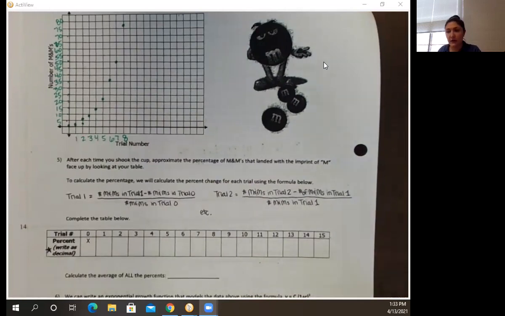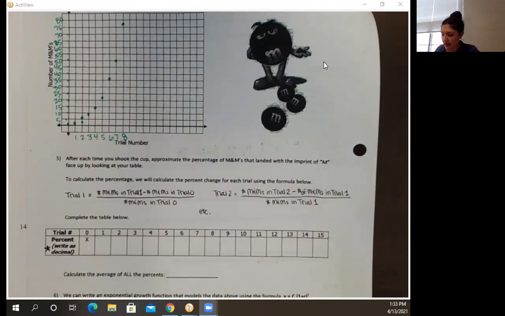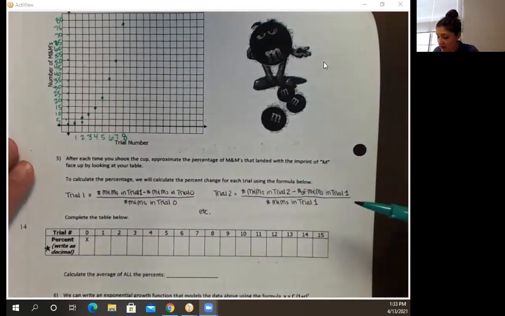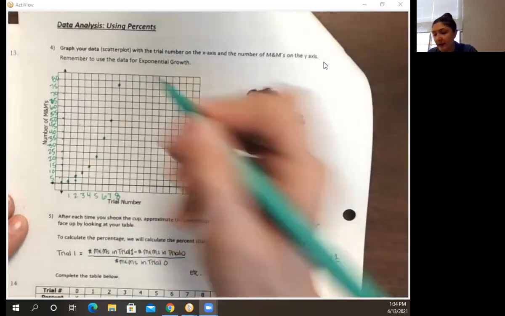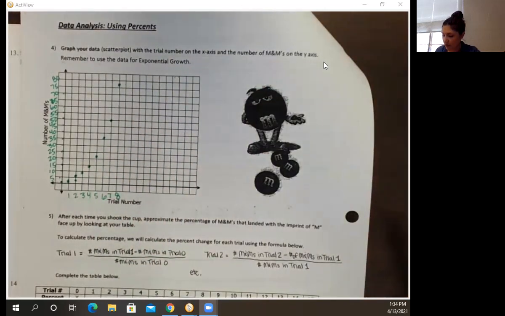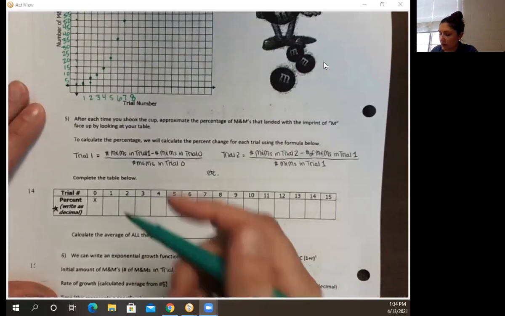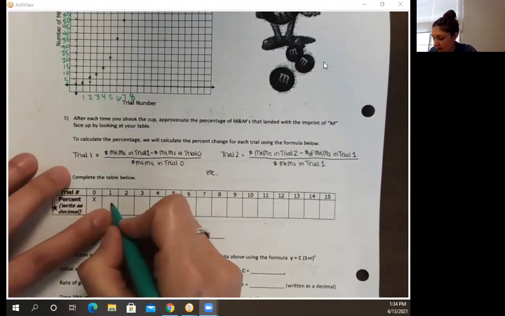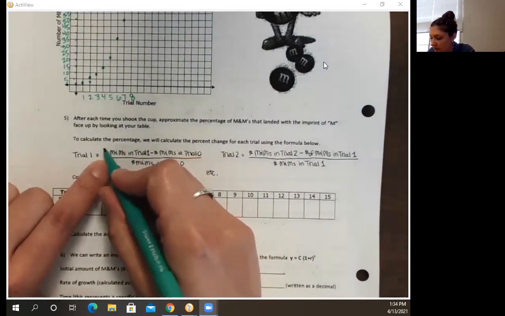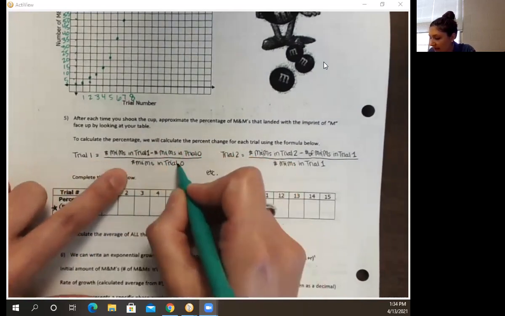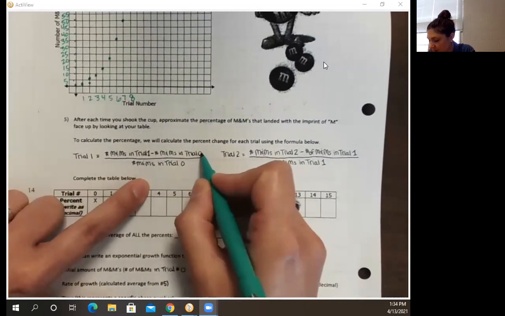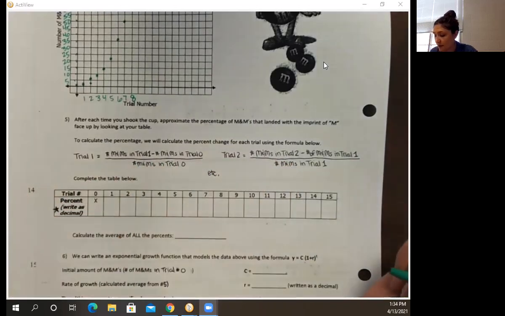So we're going to look at a couple different options that we have to create an exponential function for our data. The first is to write this increase as a percent. So what we're going to do is look back at our table, and for trial 1, we're going to take the number of M&Ms we had in trial 1, subtract the number we had in trial 0, and divide by the number we had in trial 0.